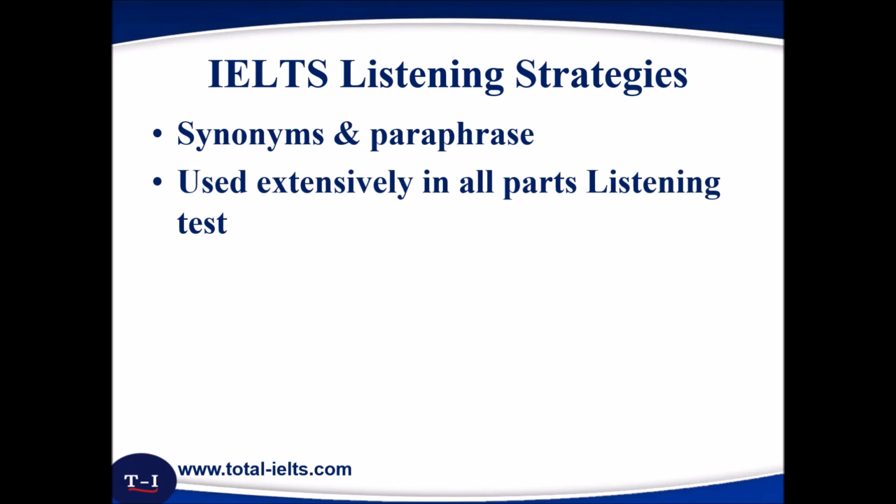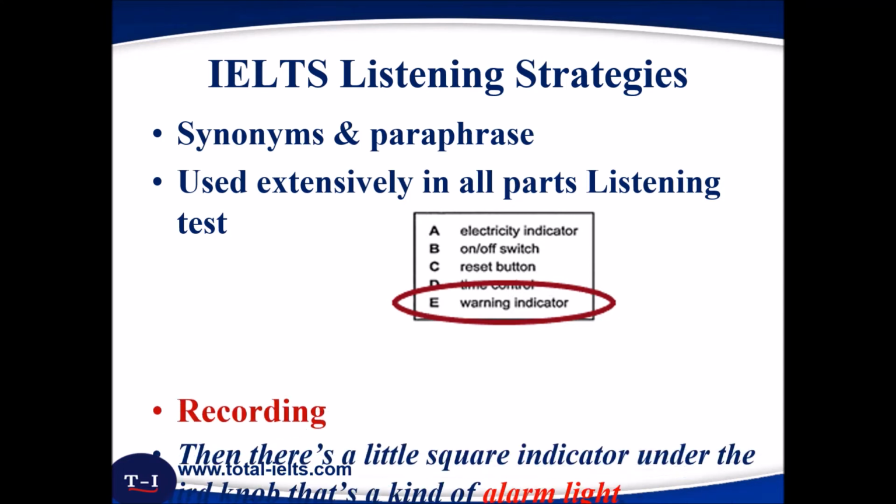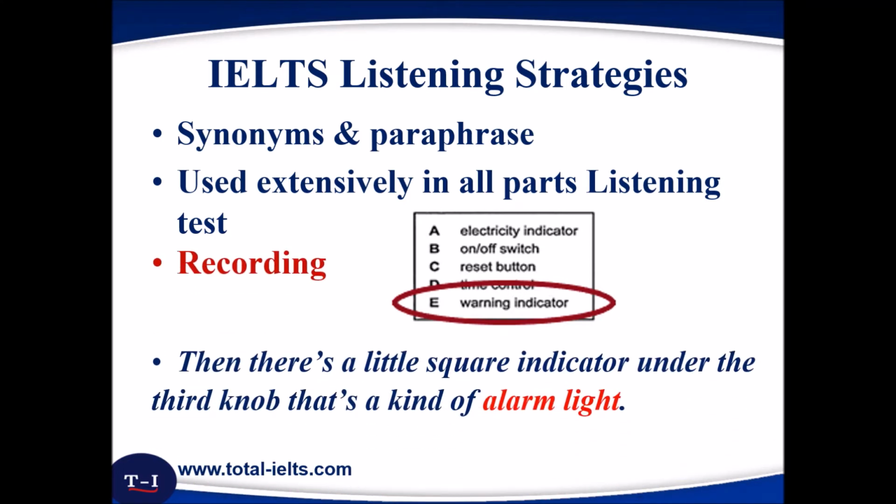Synonyms and paraphrase are used extensively in all parts of the listening test. For example, here, E, the correct answer is warning indicator. And the recording says, then there's a little square indicator under the third knob that's a kind of alarm light. So the synonym for warning indicator here is alarm light.